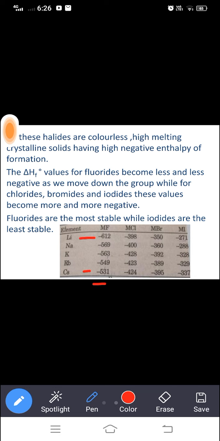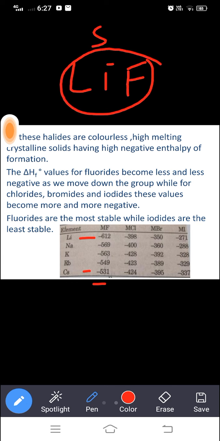So you want to understand one concept. What is the meaning of more negative? More negative means the formation of lithium fluoride will be more stable. That means the lattice energy will be more. What is the meaning of lattice energy? The energy required to break the bond between lithium and fluoride into ions is called lattice energy. So lithium fluoride will be more stable, and less negative means less stable. Cesium fluoride will be less stable.